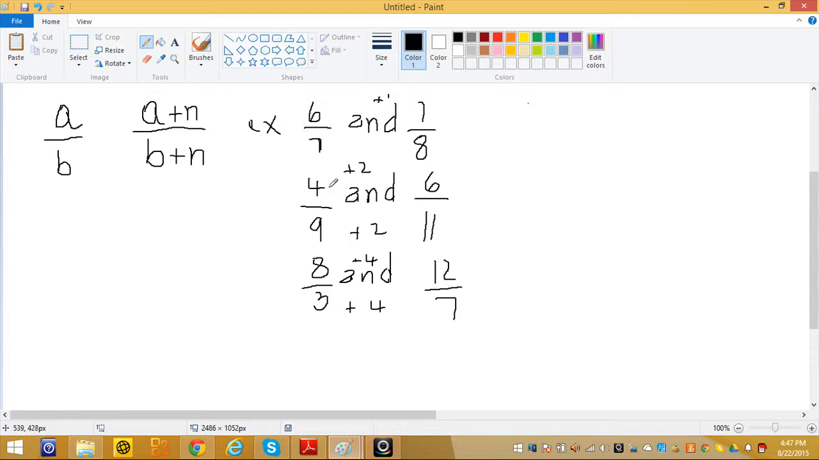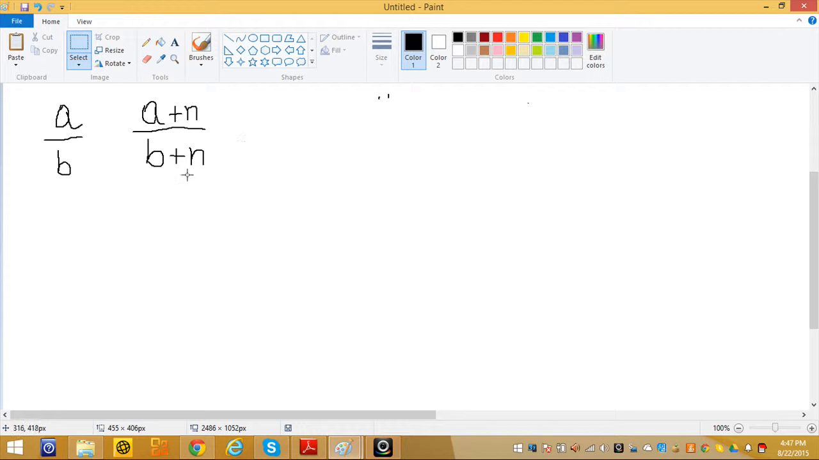Okay, that's some examples. So we try to figure out what happens to a fraction when we add the same whole number to the numerator and to the denominator. Let's try to figure out what's going to happen. So we got those two fractions. Let's say the new fraction is greater.